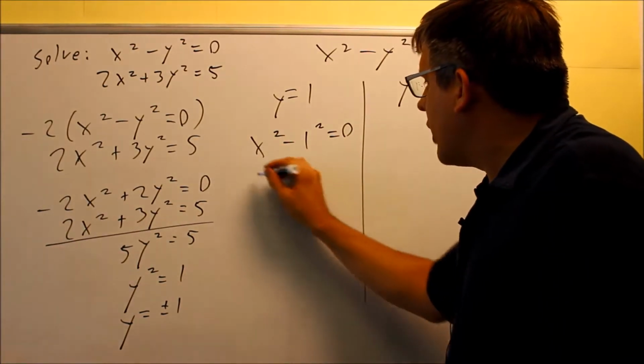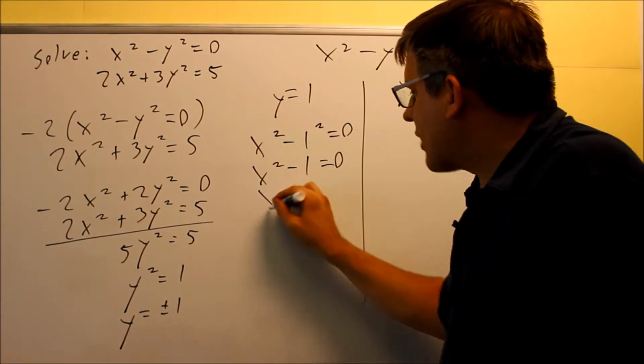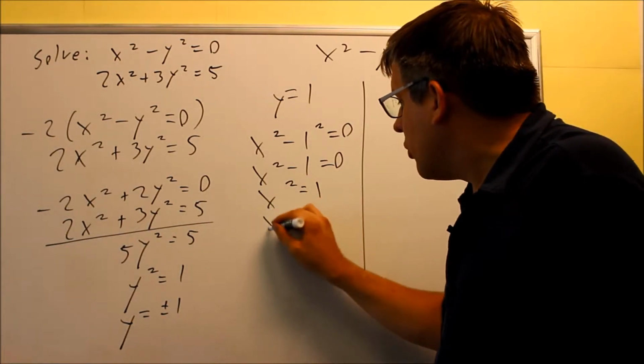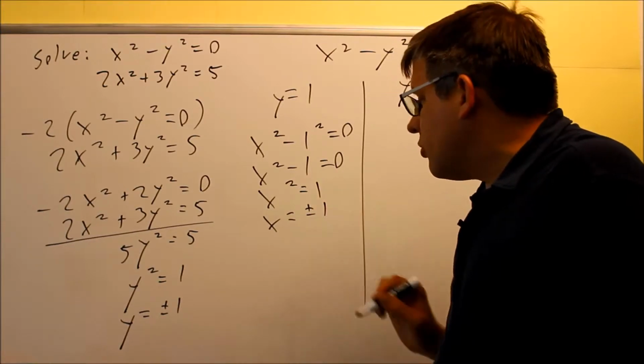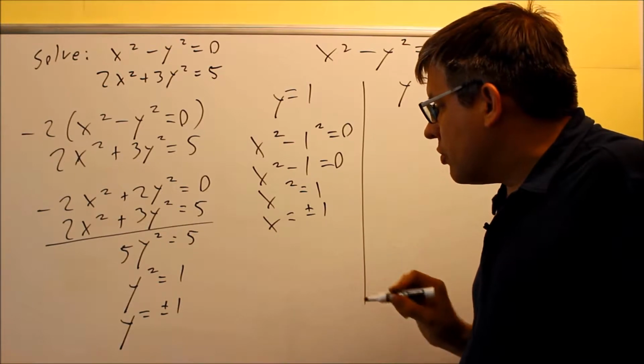And if we solve for that, you get x squared minus 1 equals 0. X squared is going to equal 1 if you add 1 to both sides. And then if you square root, you're going to get two answers. You get plus or minus 1. Both of them would make that equation true.